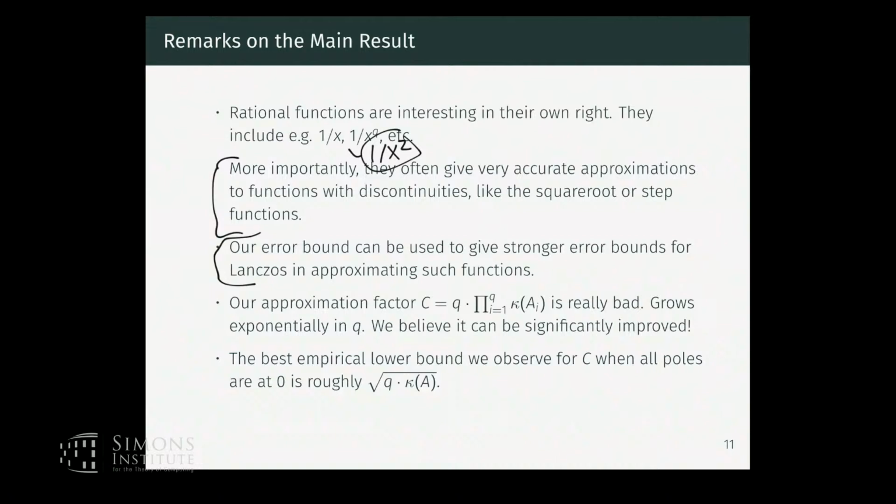Something to note is that our approximation factor C is really bad. Notably, it scales exponentially in Q. So even if all your poles were at 0, our approximation factor is like Q kappa to the Q. We think this can be improved. We have no theoretical lower bounds, but we have simulations showing that we can make the approximation factor as bad as square root of Q kappa. There's a big gap there, so we couldn't make it grow exponentially in Q. So this is a question: can you get our error bound to be better?